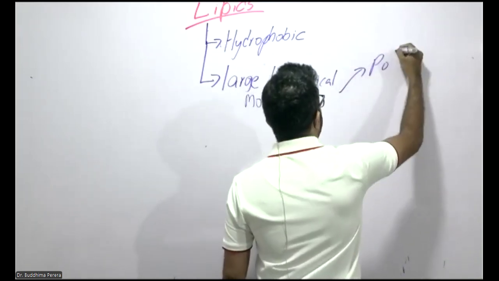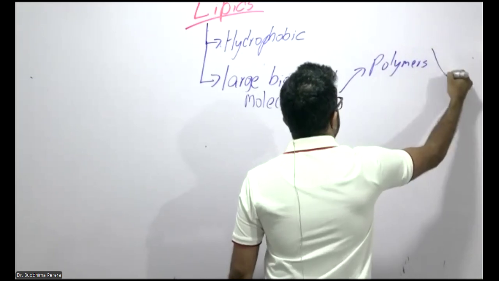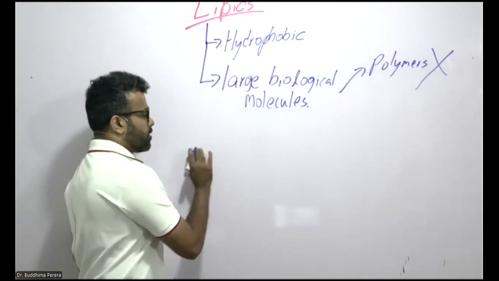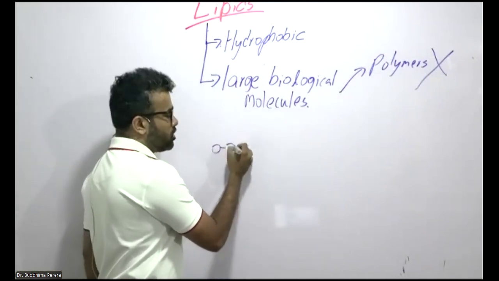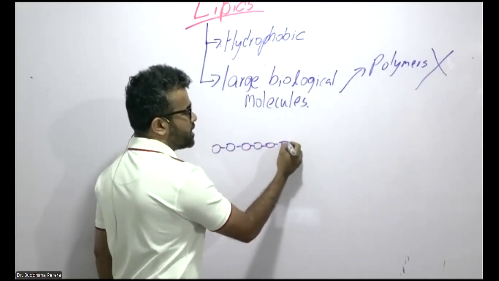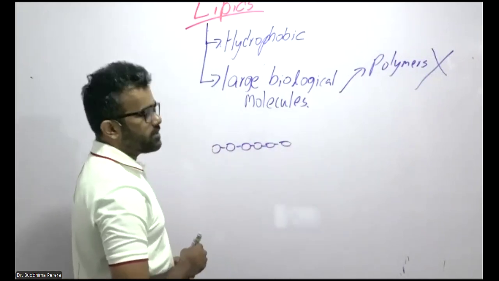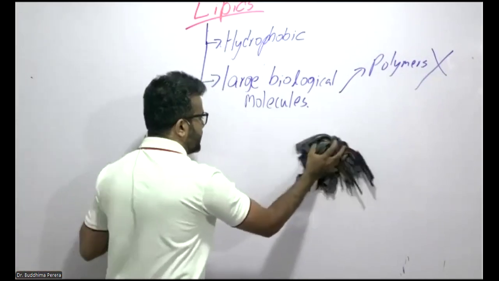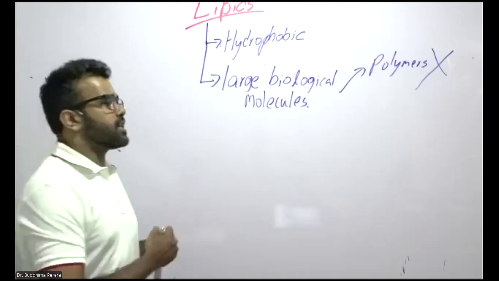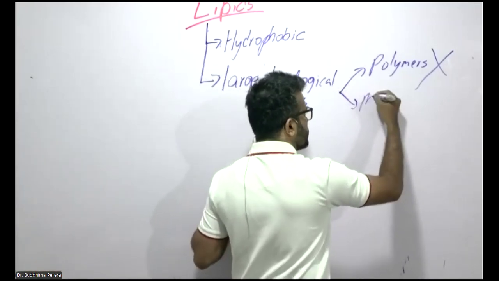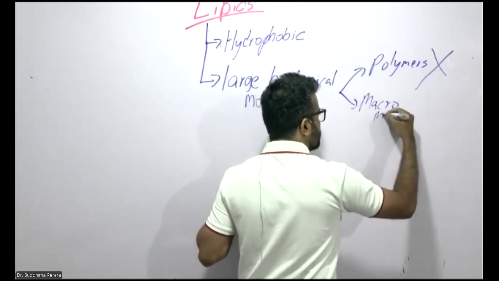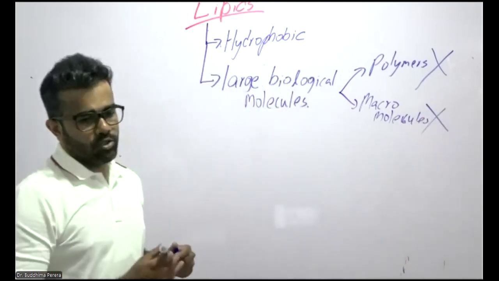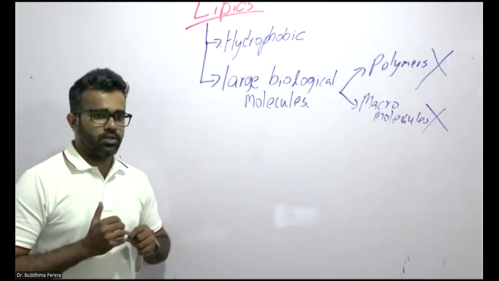They are not polymers, right? To become a polymer, what should happen? Monomers should attach together like this. But here they don't polymerize, right? So lipids are not polymers. So lipids are not macromolecules. You got it?